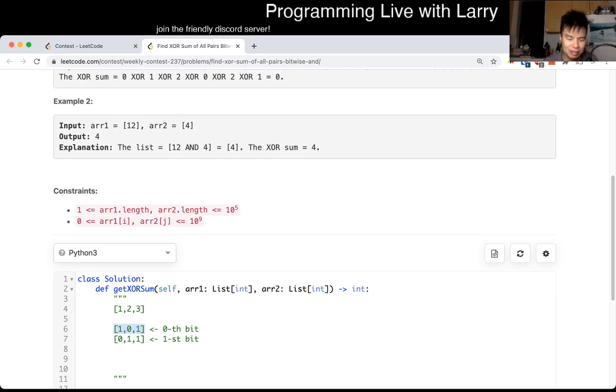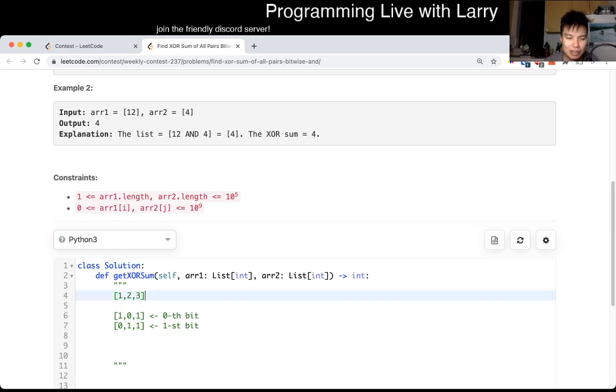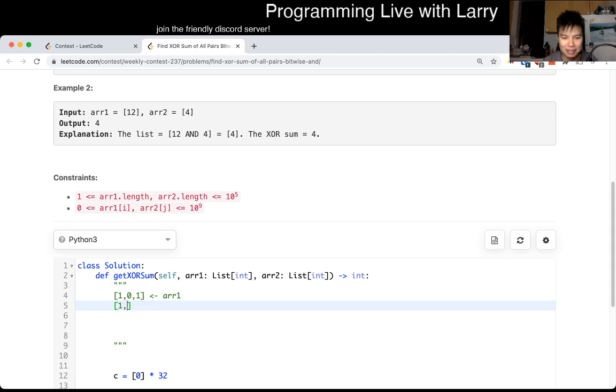let's ignore the other bits, right? So now you have array 1, which is just 1s and 0s. And then you have another one, which is array 2, which is also just binary numbers. Again, because we do every bit independently and then combine them later, we can only think about these binary numbers, right? And then the question becomes a lot easier, right?